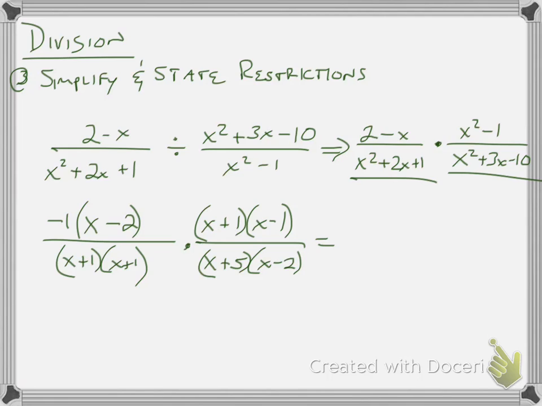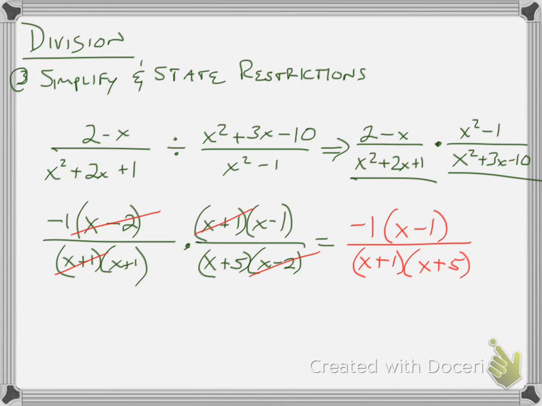So now, I'm looking to cancel some things out. I have an x plus 1 here and an x plus 1 here. I can only cancel one of these out because there's only one in the numerator to cancel out. But I also have this x minus 2 and this x minus 2. So nothing else can cancel out. I have that negative 1 still times x minus 1 all over x plus 1 times x plus 5.